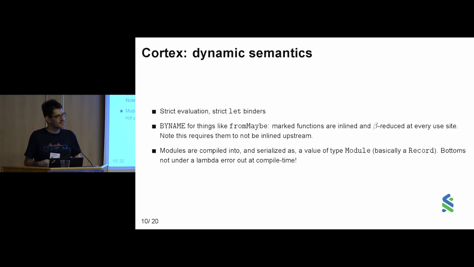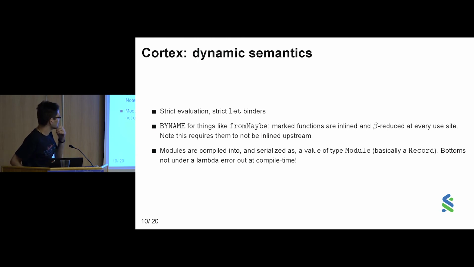So if you have a definition that's marked as byname, what happens is that in Exp, one of the transformation or lowering phases will inline your function definition and then do the beta reduction syntactically for each occurrence. But of course, this means that further upstream, you must make sure that your function definition is not inlined by some other optimization.